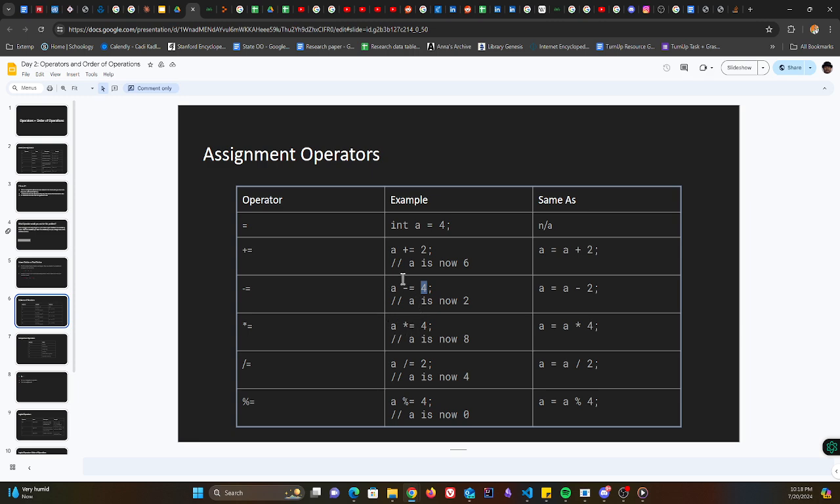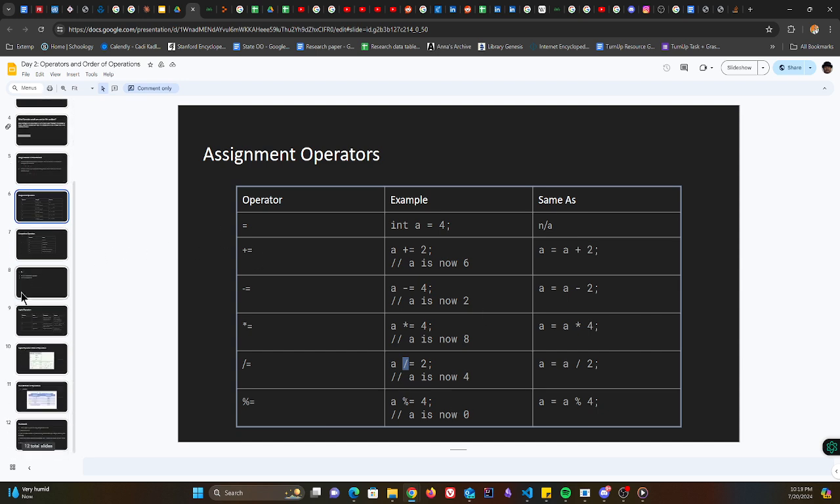You're basically saying that a equals a, and then this operator, 2. So a equals a plus 2, a equals a minus 2, a equals a times 4, and then, if you've detected the pattern, it should be a equals a divided by 2, and then a equals a modulo 4. And remember, modulo just returns the remainder of that division action.